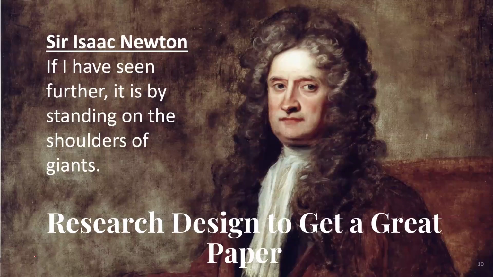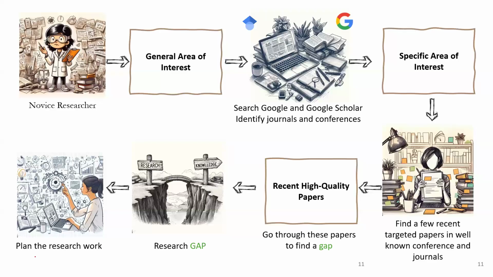Isaac Newton says, if I have seen further, it is by standing on the shoulders of giants. What this means is we must stand on the platform of the literature so that we can see far. So research designed for a great research paper starts with the literature. Now, if you are a novice researcher and you do not have much support to zero in on an area of research, the path that you can follow, maybe not the optimum, is this.